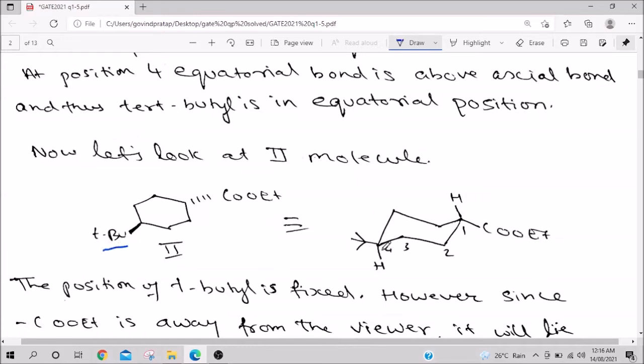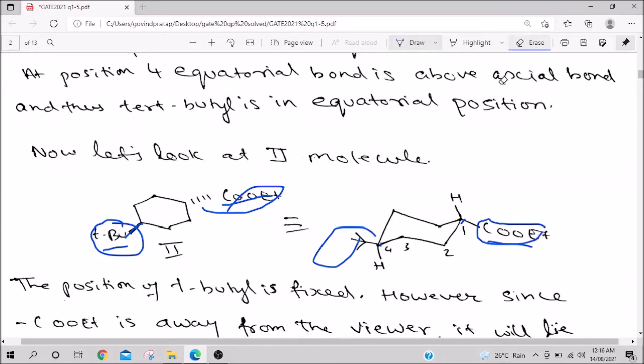So, here we keep the tertiary butyl in the same place, and at position number 1, COEt is away from the viewer, so it becomes below the plane. You can see this is trans, because one is towards the viewer, one is away from the viewer. So, here also you get trans, one is above the plane, one is below the plane.